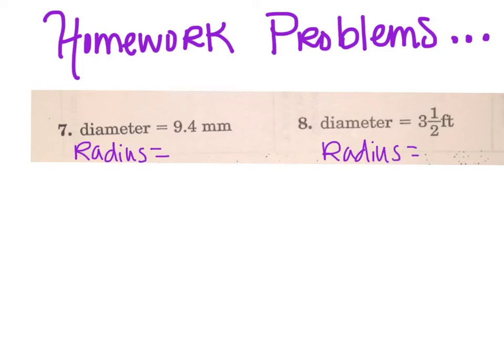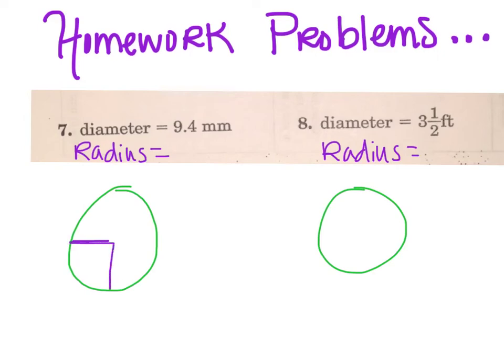Just like in question 3 when they had the picture and they labeled the diameter, we want to do the same thing, but now they don't have a picture. I am going to draw in my circles. I am going to label where the radius goes. And once I know what's half of both of these, I'm going to write those numbers in.